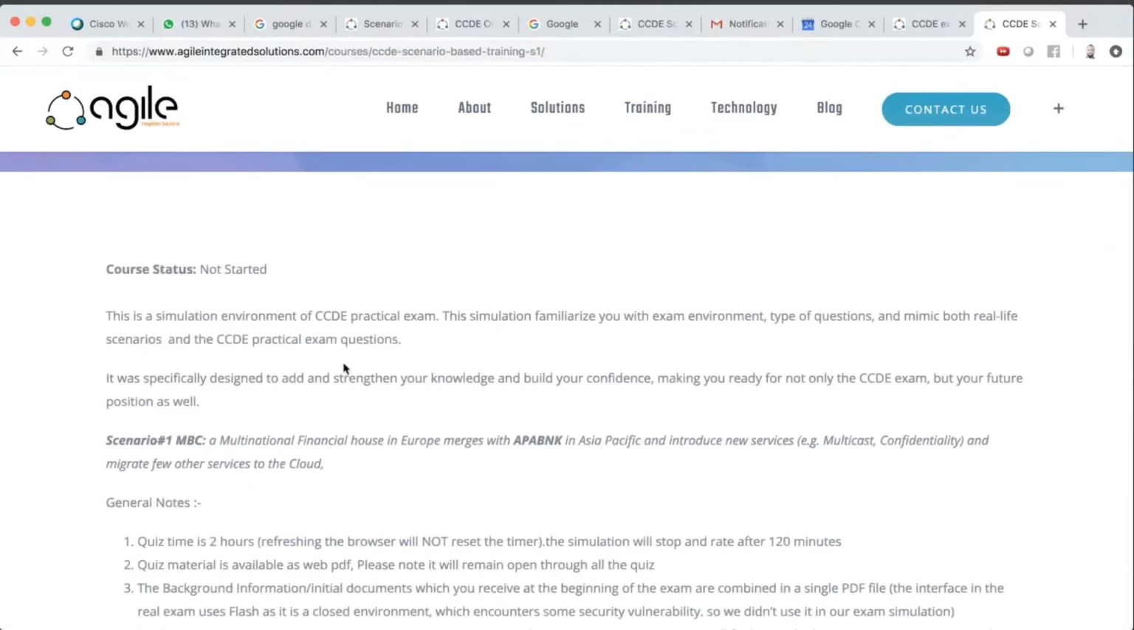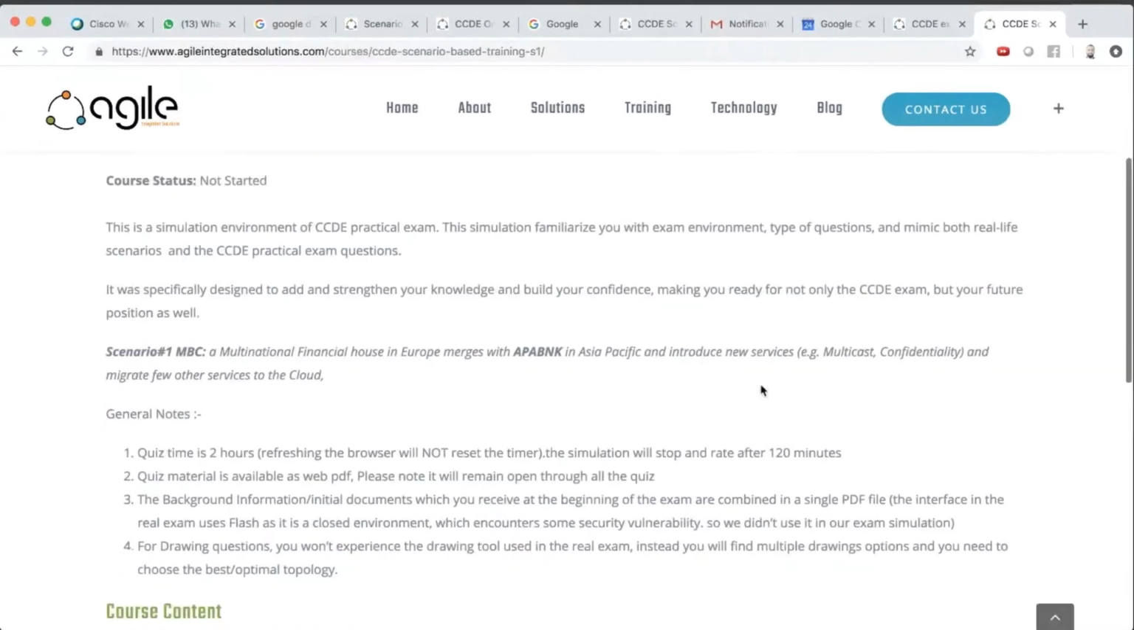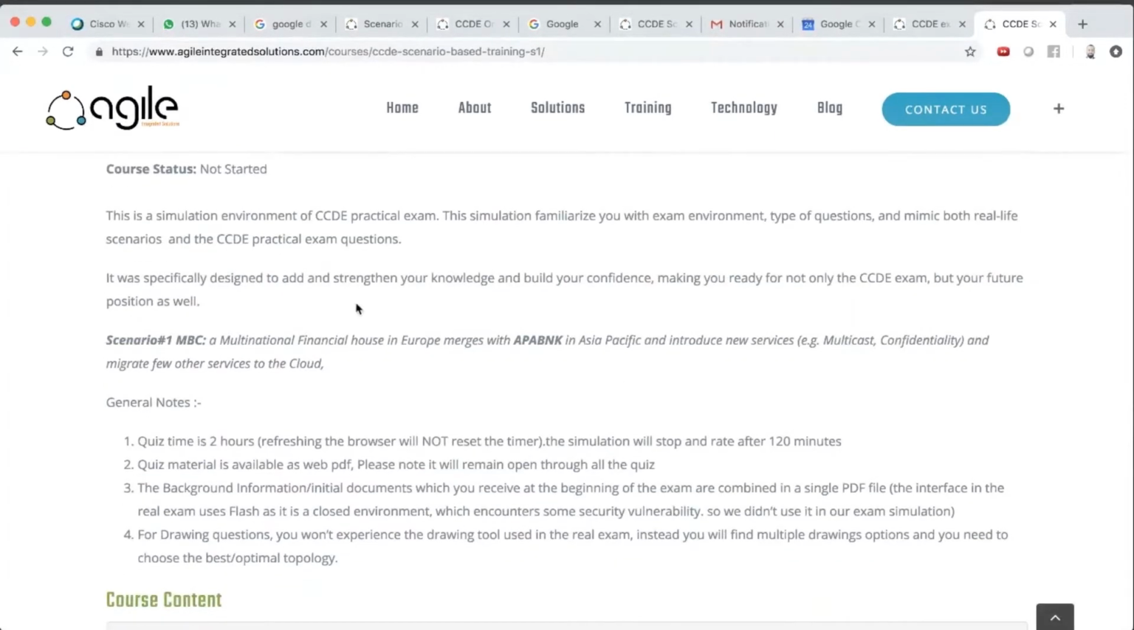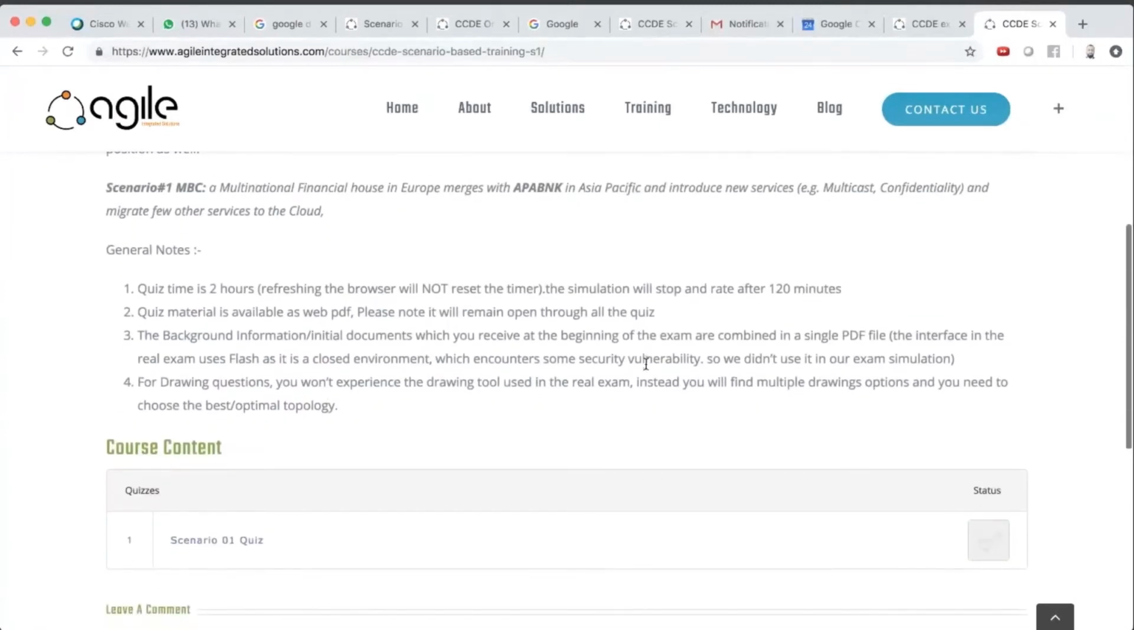This is the first page you see in the exam. This simulation familiarizes you with the exam environment and all the types of questions, mimicking both real life and CCDE practical questions. We give you feedback about this scenario. It includes 2 companies, MBC, which is a multinational financial house in Europe, and Upper Bank, which is in Asia. Here are the notes: the quiz is 2 hours. If you try to be smart and refresh your browser, the time will not reset.